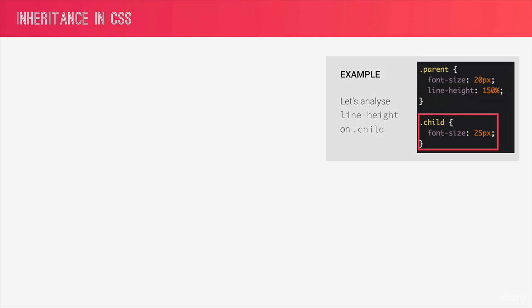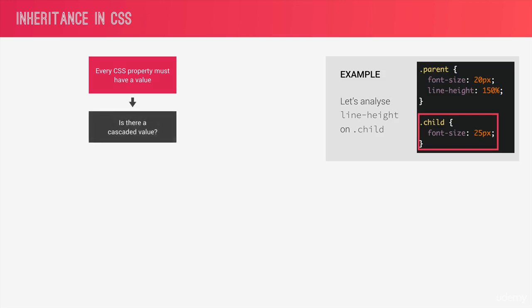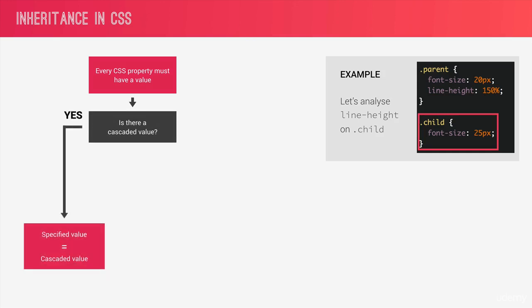So, start by remembering from our previous lecture that each and every CSS property must have a value, even if neither we, the developer, nor the browser specify it. In that case, there's no cascaded value, right? So, when processing a certain property for a certain element, such as the line height, the first question that the CSS engine asks is if there is a cascaded value. And if so, then of course, that's the value that's used.